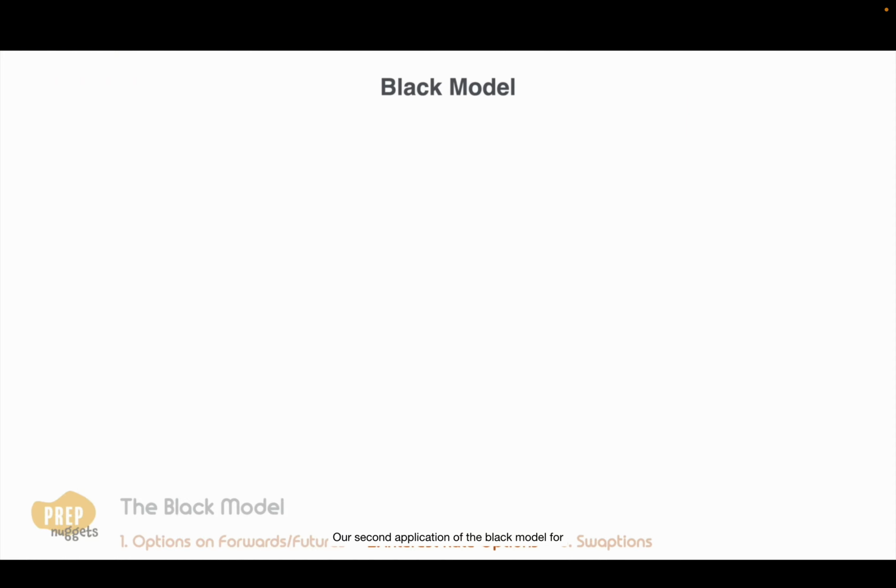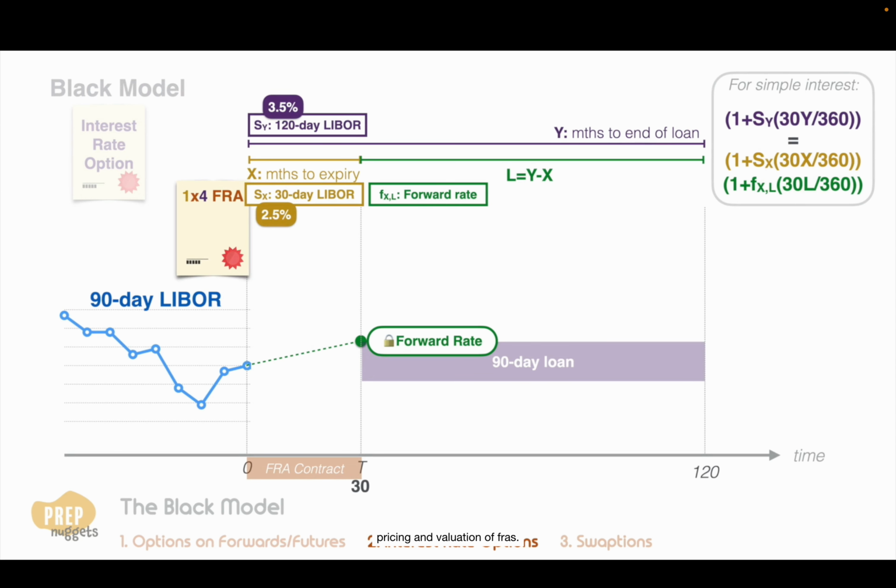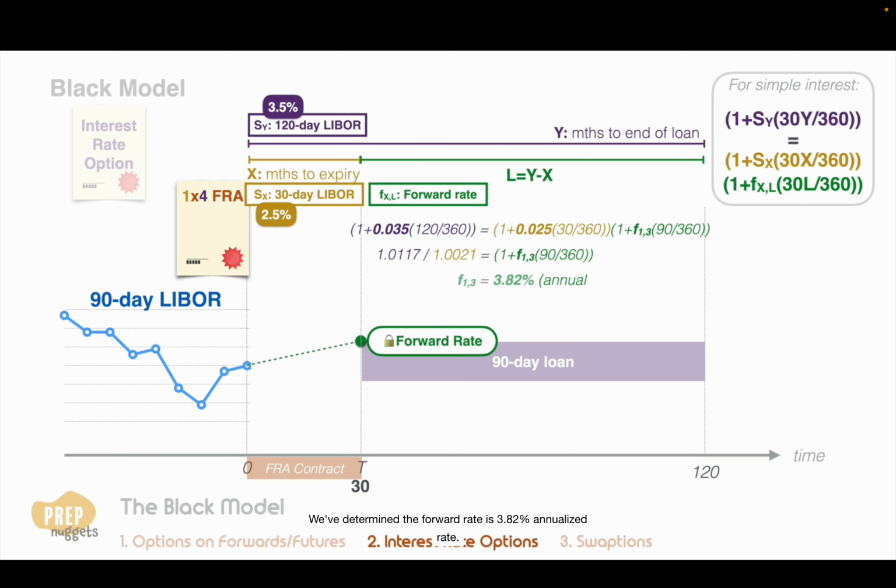Our second application of the Black Model for this lesson is to value interest rate options. Interest rate options are options on forward rates or options with reference FRA rates as underlying. To help us understand interest rate options, let's revisit an earlier lesson on the pricing and valuation of FRAs. If you recall, we've learned to calculate the price of a 1/4 FRA, which is the forward rate of a 90-day loan, which begins 30 days from today. We've determined the forward rate is 3.82% annualized rate. This is the price of the FRA, which we will reference here as the FRA rate.